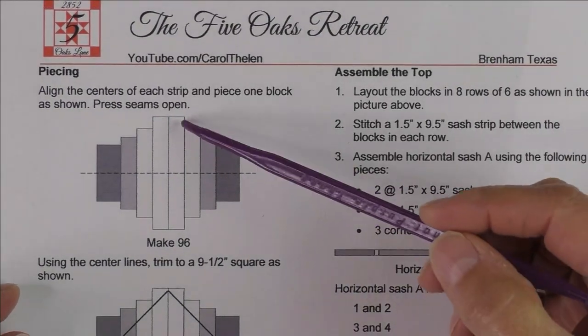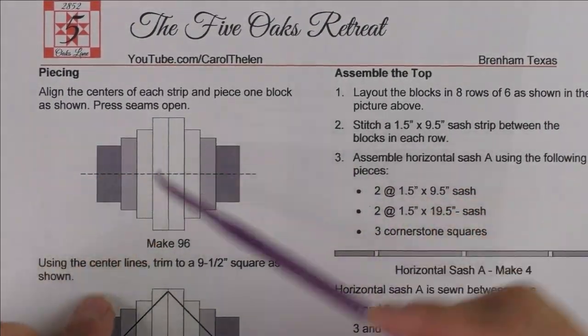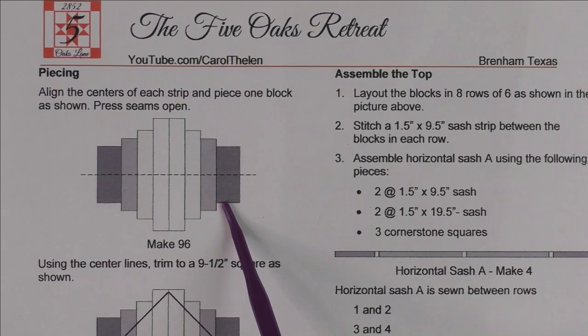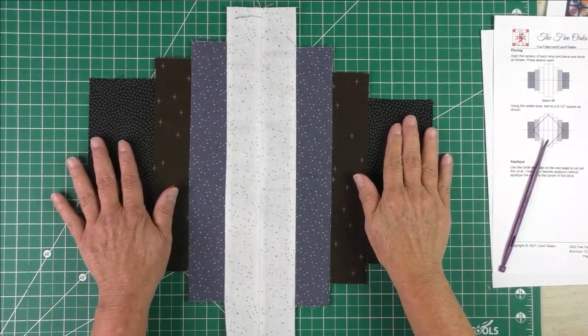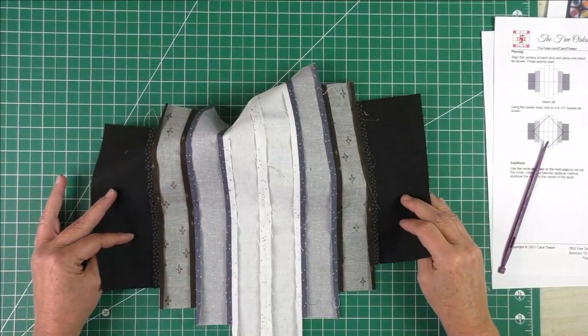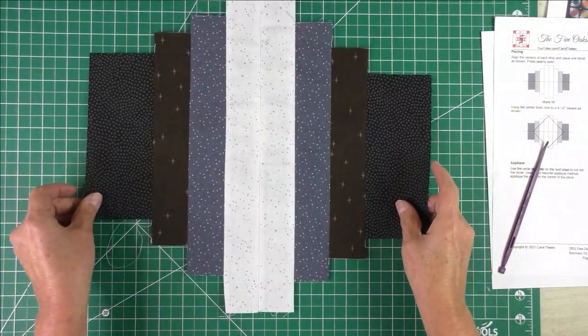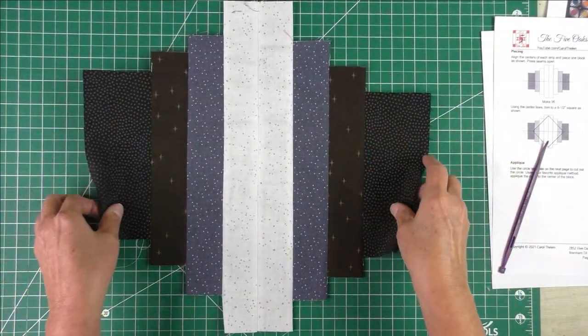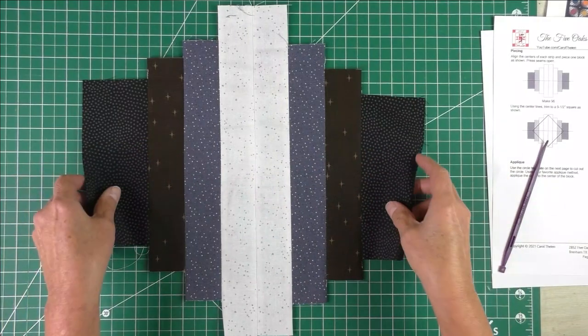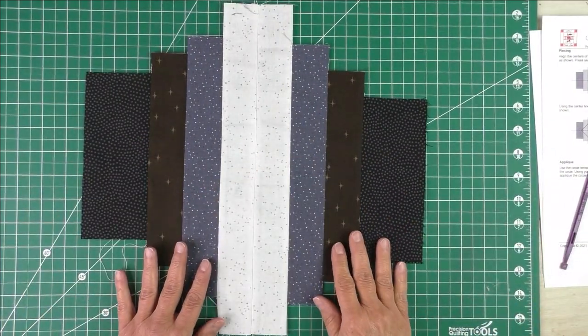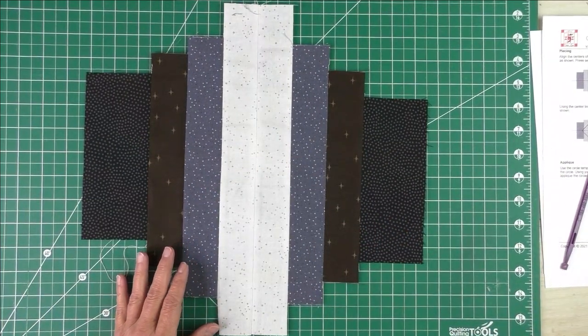You're going to cut strips and sew them together like this, matching the centers. And here's what it looks like finished. I pressed the seams open, and it looks a little wonky because I didn't quite get all the centers matched up. Let me show you how to cut this down now to 9.5 inches.